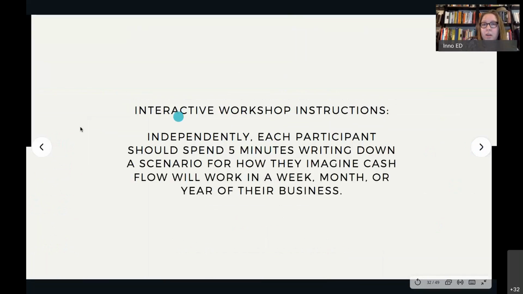So if this was an interactive workshop, everyone would spend about 5 minutes writing down a scenario for how they think cash flow will work in a week, month, or year of their business. And it's going to be different for everyone. Even for two businesses doing the same thing, it might be very different depending on how much they had to get started and the way in which they are marketing their business.